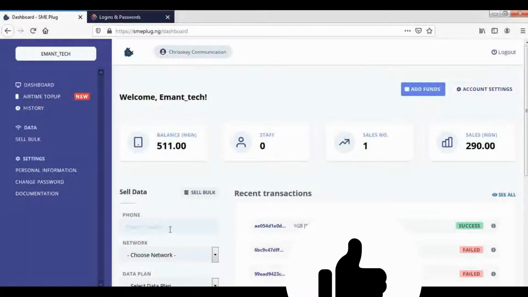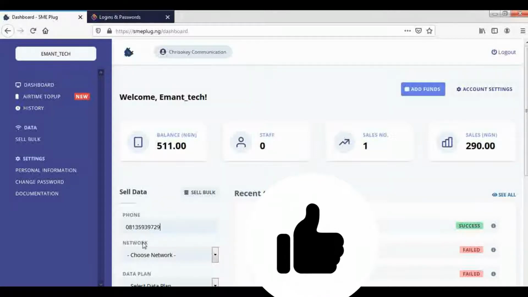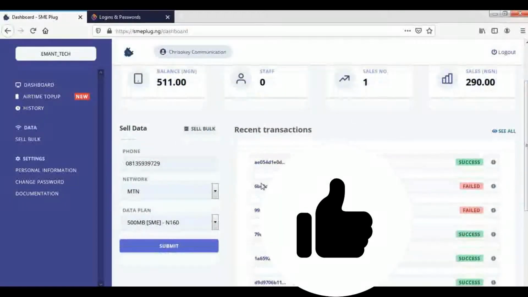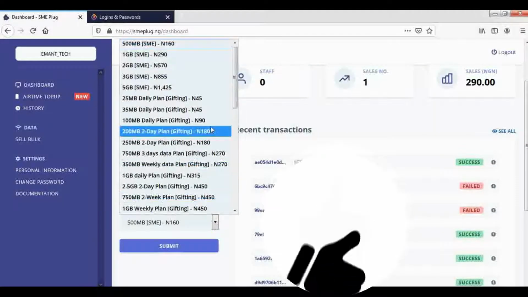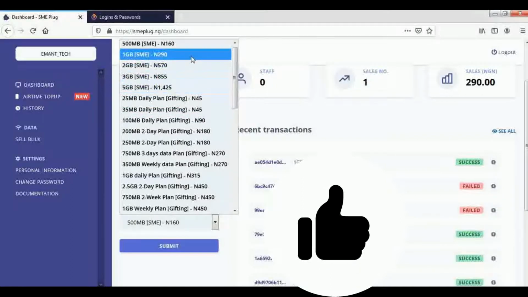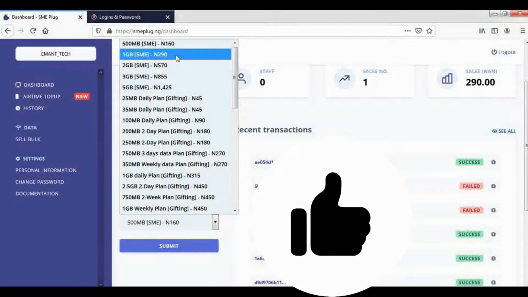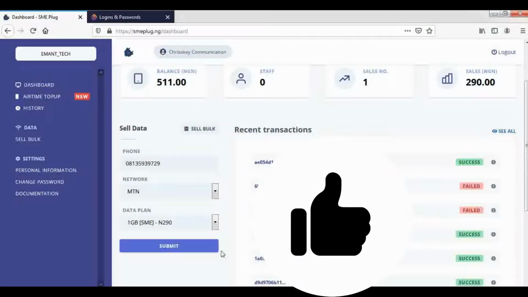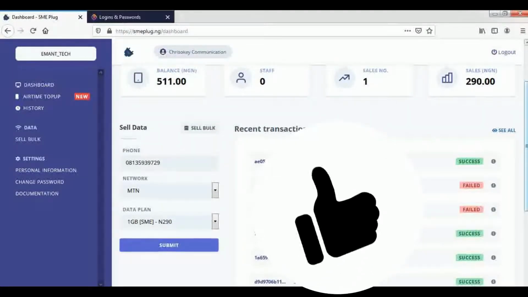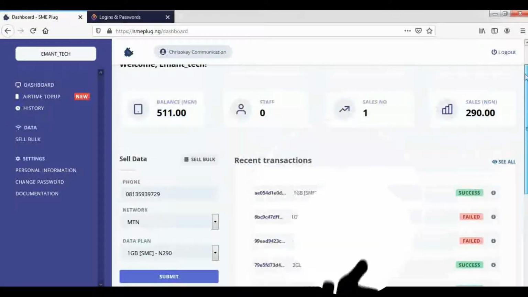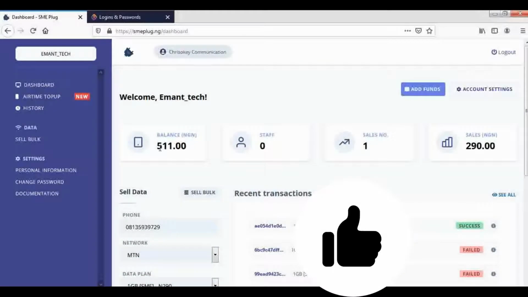There was a time it was sold for 300 naira, and a time it was at 330. You can sell it at 400 naira at your own convenience. If you want a profit of 100 or 110 naira for yourself, there are still some people selling for 400 naira. So you can sell at 400 naira and make your own profit. I'm talking about MTN now. Your cost price is 290 and you can sell at 400 naira, so you make a profit of 110 naira on a 1 gig MTN data.